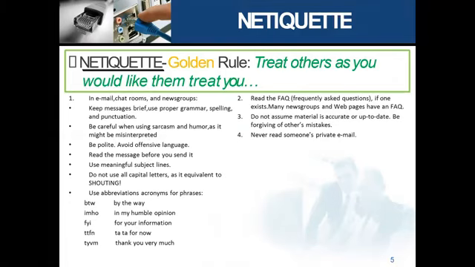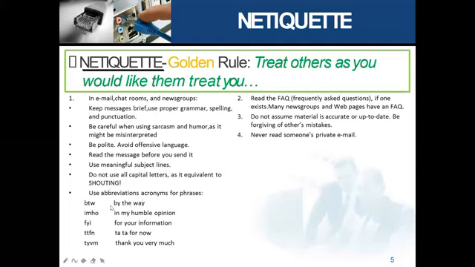You are not looking at the face of the person, whether your sense of humor suits him or her or not. उसको वो चीज़ पसंद आ रही है या नहीं आ रही है, you are not looking at the face. तो आपको अपनी लैंग्वेज, अपनी बात ऐसी रखनी चाहिए that no one should mind it. Be polite, avoid offensive language, read the message before you send it, use meaningful subject lines, do not use capital letters as it is equivalent to shouting.